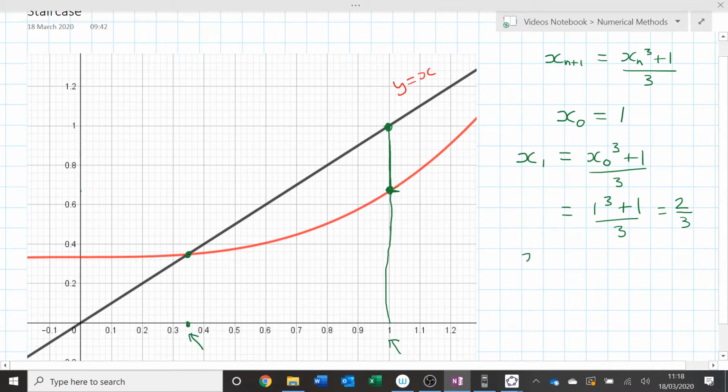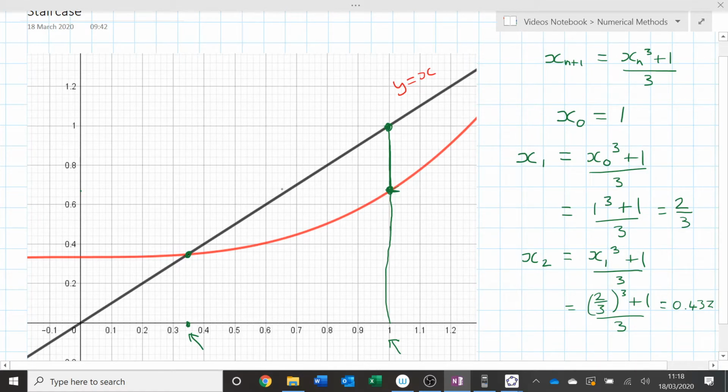Now I'm going to try and find x2. To find x2, I'm going to put it back into my iterative formula. So it's going to be x1 cubed plus 1 over 3. So I'm going to put 2/3 in there. So that's going to be 2/3 cubed plus 1 over 3. And I've calculated this in advance. And you get, well, you get a fraction, but you get about 0.432. So what does this look like on the picture?